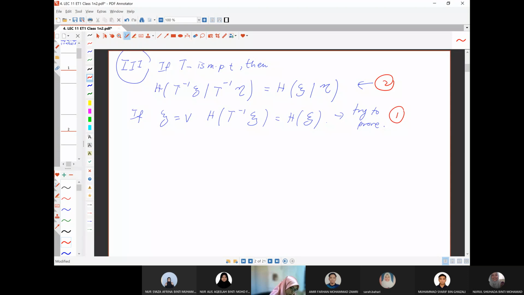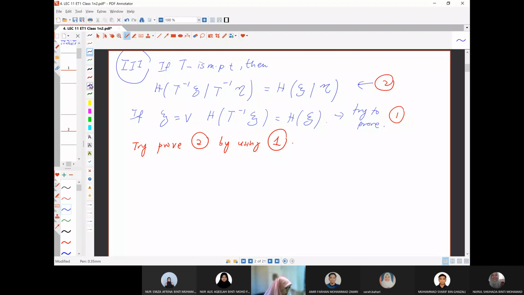You can try to prove 2 by using 1. So this is the condition for you to prove number 2. Senang je. This is because we use the fact that T is a measure preserving transformation. If you remember the definition of a measure preserving transformation, the measure of the pre-image will be the same as the measure of the element of the set.